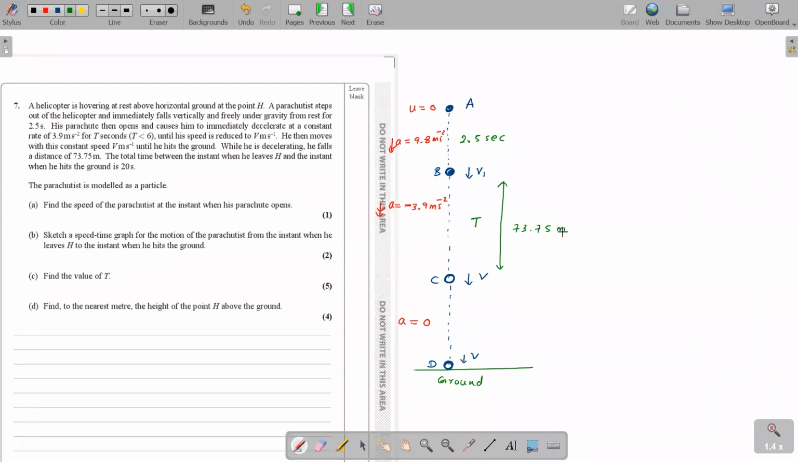The total time between the instant when he leaves H, the helicopter, and the instant when he hits the ground is 20 seconds. So they've given you this entire time frame. The total time frame is how much? 20 seconds. The total time taken for the entire journey is 20 seconds.